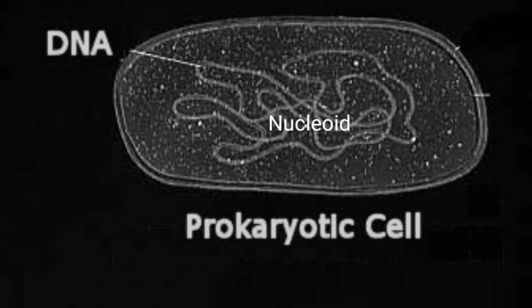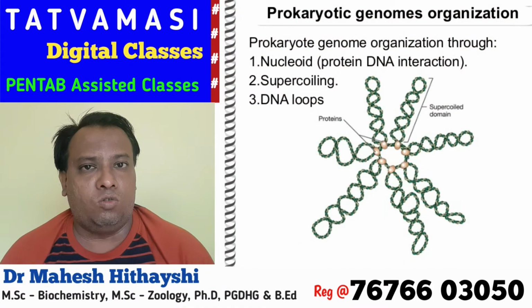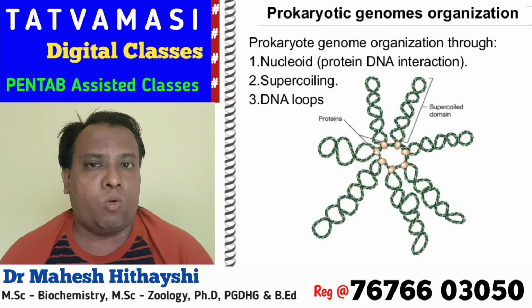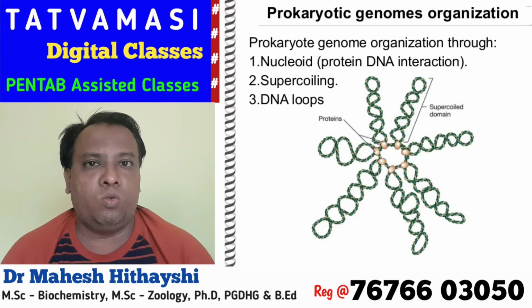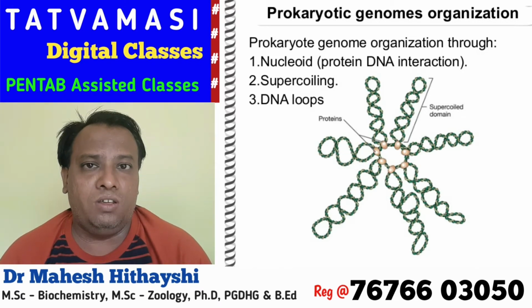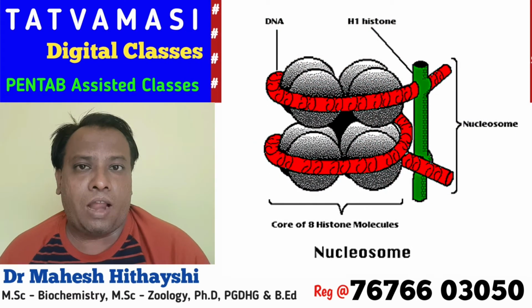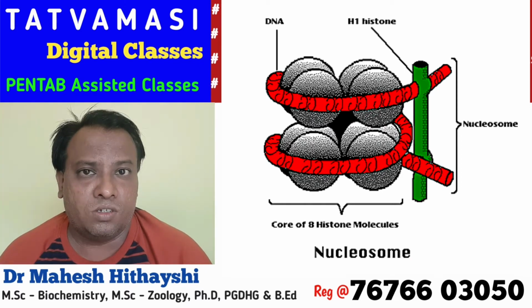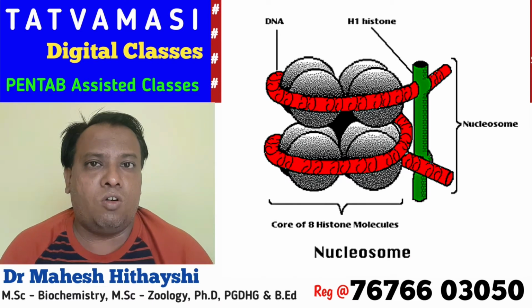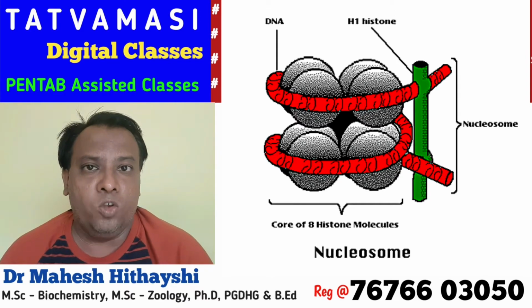DNA always exhibits negative charge due to the presence of phosphate groups. This negatively charged DNA is tightly wrapped around positively charged basic proteins called polyamines. Polyamines are non-histone proteins present in the bacterial cell. But in eukaryotes, the negatively charged DNA is wrapped over positively charged basic proteins called histones and forms a complex structure called nucleosome. The fundamental unit of chromatin is nucleosome.